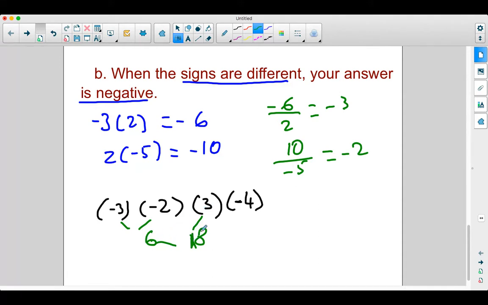Now if I multiply this 18 by this negative 4, then my answer would be negative. So it would be negative 72. Okay, that's it.